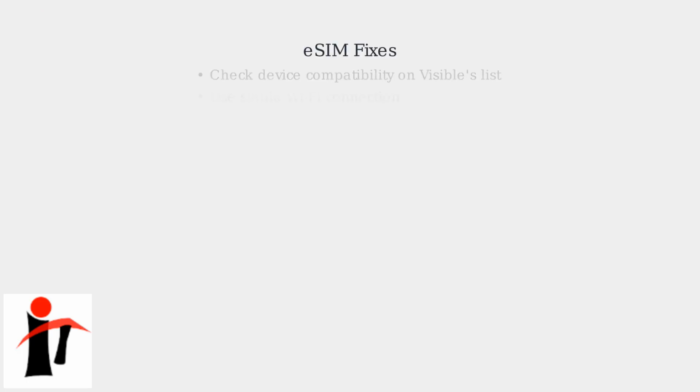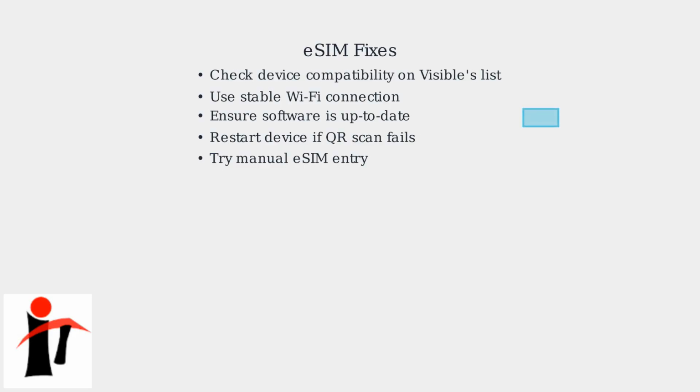For eSIM issues, first ensure your device is compatible with Visible's eSIM service by checking their supported device list online. Use a stable Wi-Fi connection during activation to avoid cellular data interference. Make sure your device's software is fully up to date. If the QR code scan fails, restart your device or toggle airplane mode. As a last resort, try manually entering the eSIM details provided by Visible.